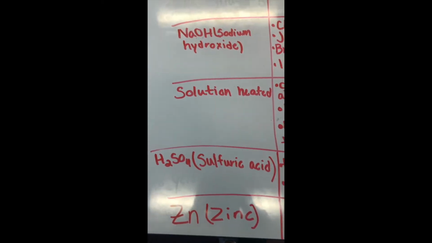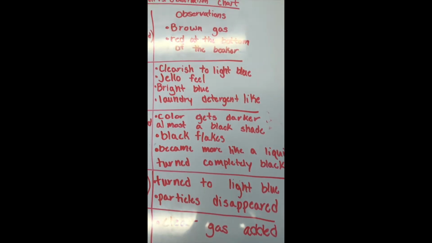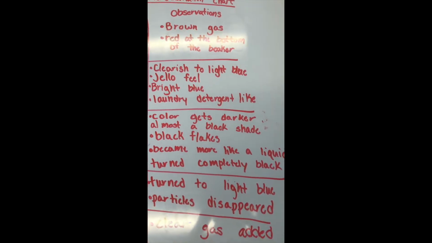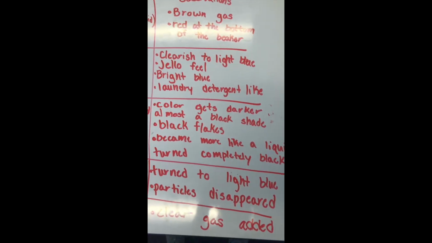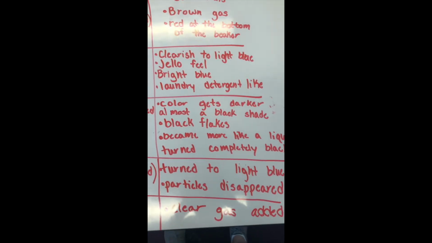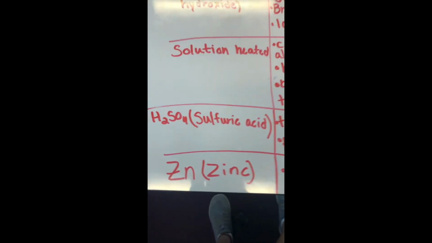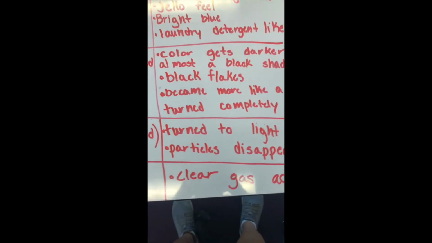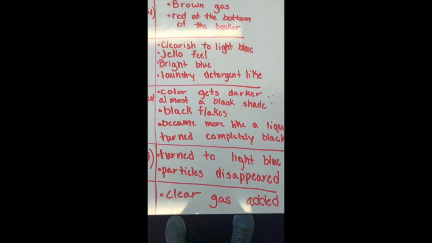When the solution was heated, the observations were the colors got darker, turned to a black shade. Black flakes appeared, became more like a liquid, and it turned completely black. When sulfuric acid was added, the observations were it turned to a light blue color and the particles had disappeared. When zinc was added, the observation was a clear gas appeared.